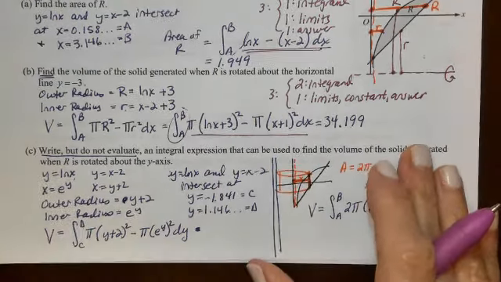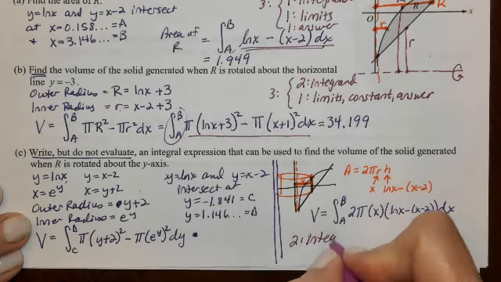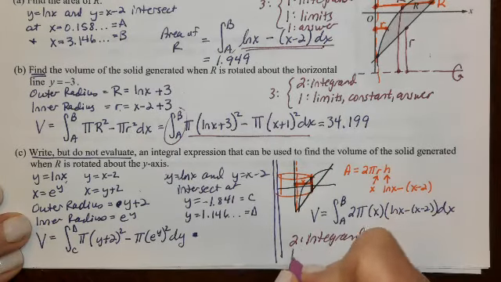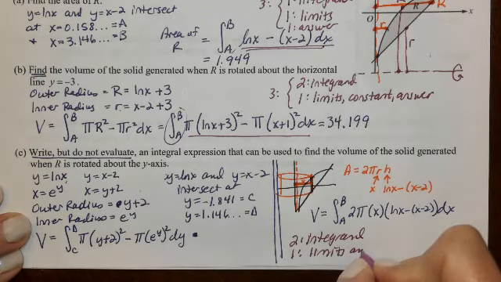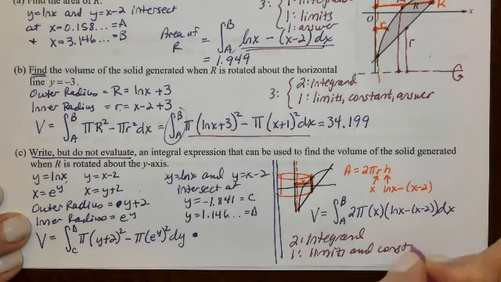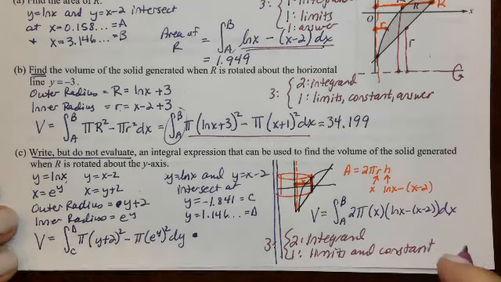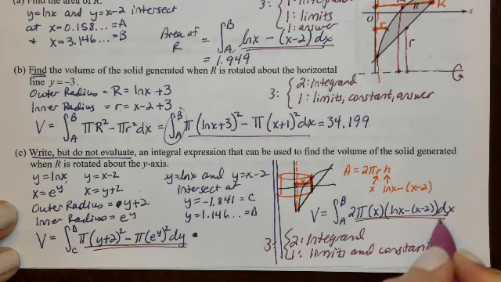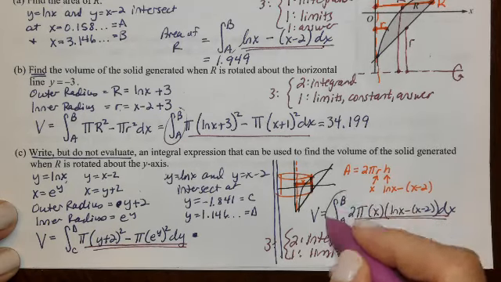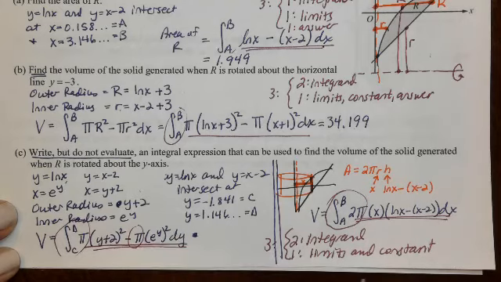And then in part C, they gave 2 points for the integrand and 1 point for the limits and constant, for a total of 3 points. Okay, so 1 point or 2 points for the integrand, whichever way you did it, and 1 point for the limits and the constant. Limits and the constant. Okay, and that's that.